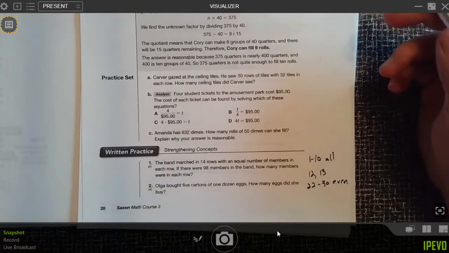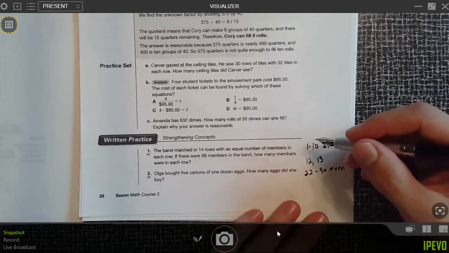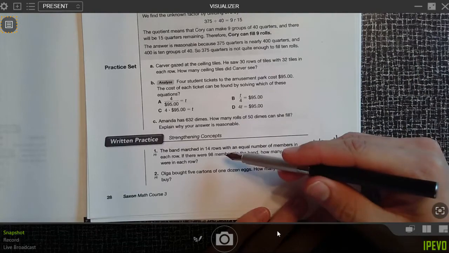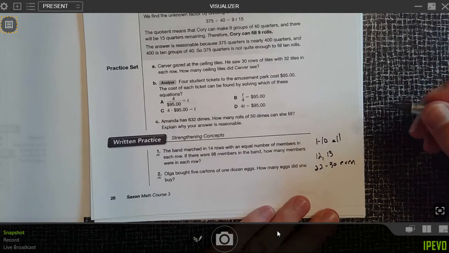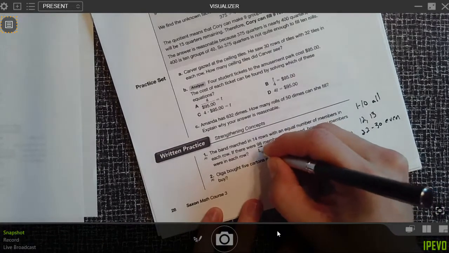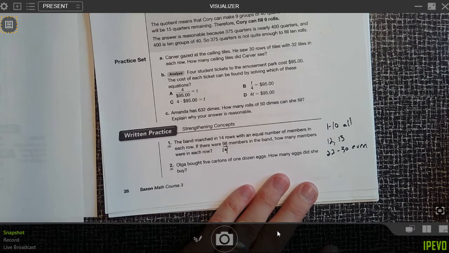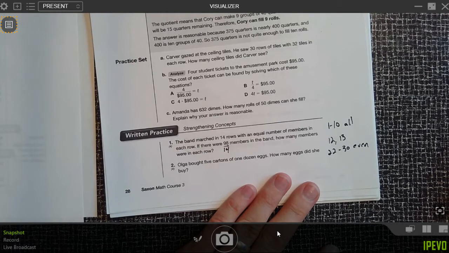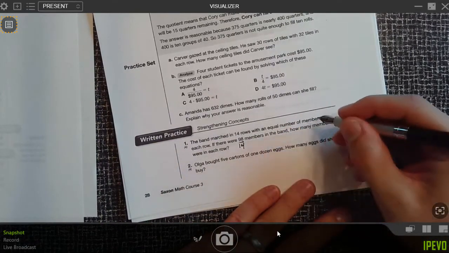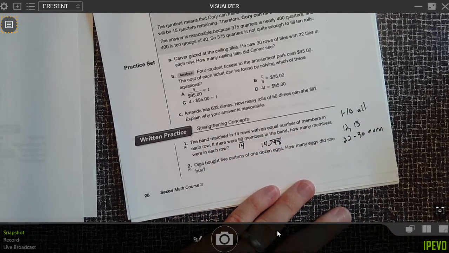our written practice here. The band marched in 14 rows with an equal number of members in each row. Okay, so 14 is going to be equal for each row. If there were 98 members in the band, how many members were in each row? Okay, so we're going to do 98, and we're going to divide that by 14. Okay, and that'll be our answer. So for here, we go ahead and 14 goes into 98, so that doesn't really help us, does it, right?